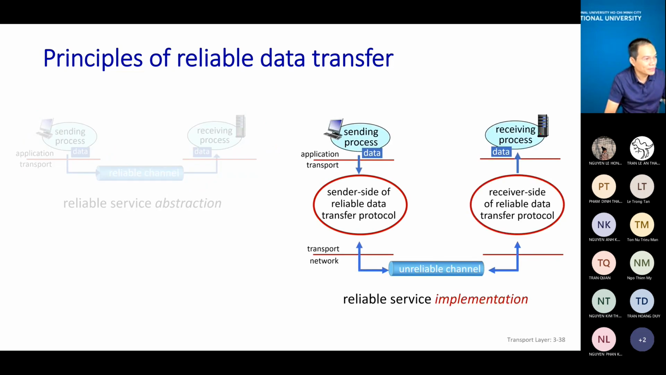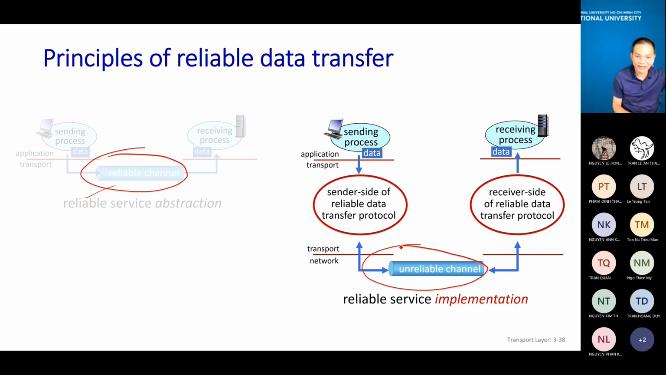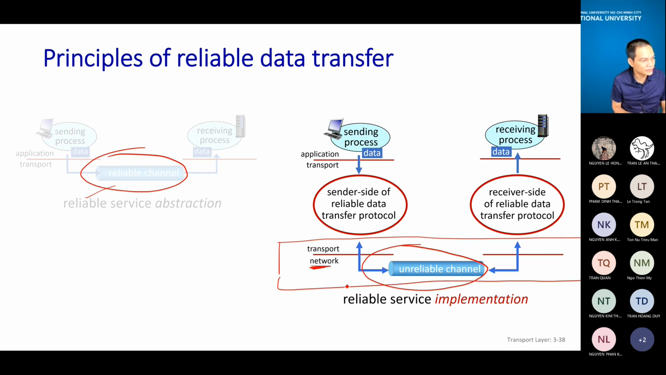But in real life it does not look like that. There is no such thing as a reliable channel, no reliable infrastructure. Actually, we have unreliable infrastructure. Here is the unreliable channel. So you see that the network is unreliable.